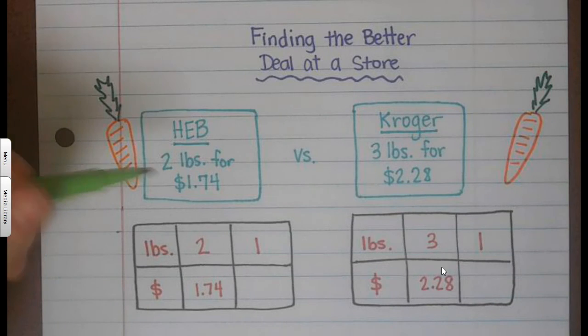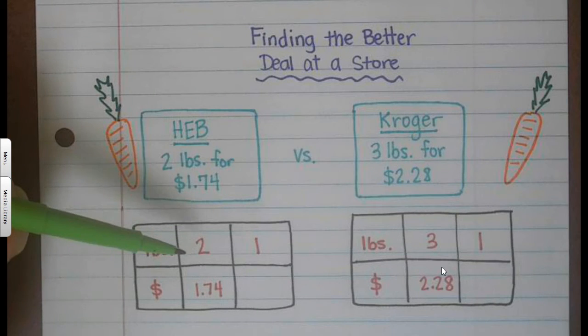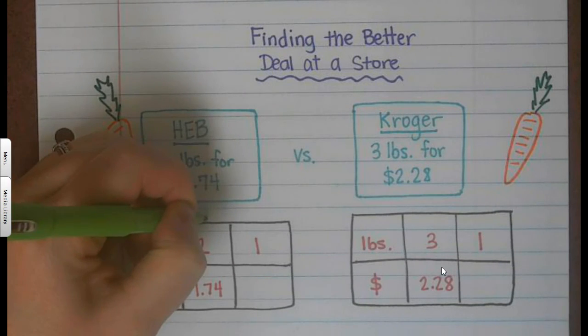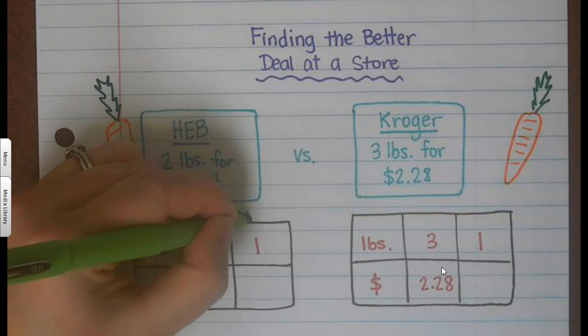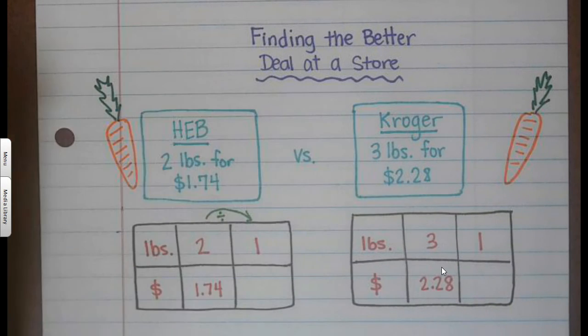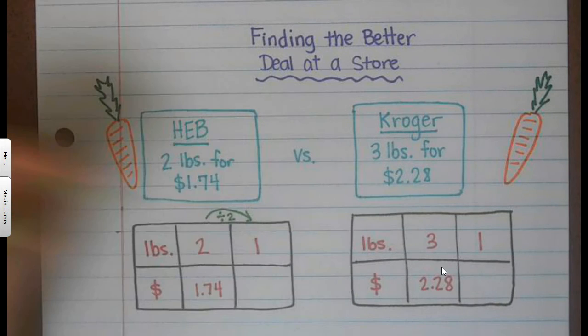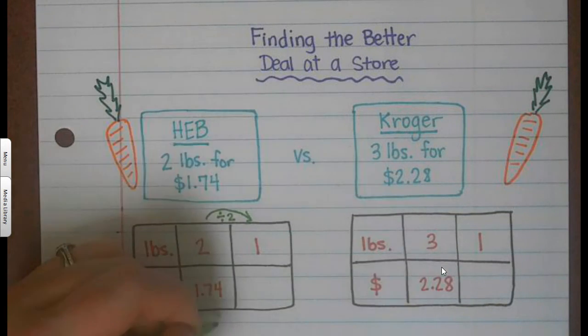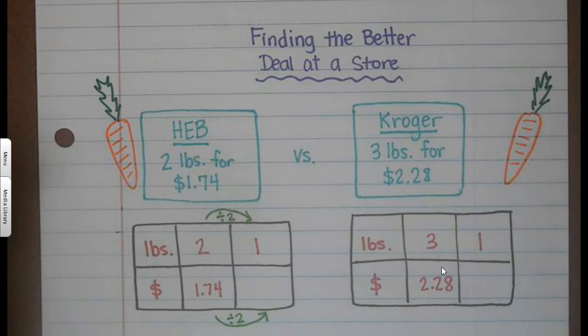Just like with our other box problems, you always want to start with your corner number. So here our corner number is 2. I could technically multiply 2 by something to get $1.74, but it would be a decimal, and that doesn't seem like my best option. So with unit rate, because one of the numbers is always 1, remember that anything divided by itself is 1. So I can do 2 divided by 2 to get 1, and then I just have to divide by 2 over here.